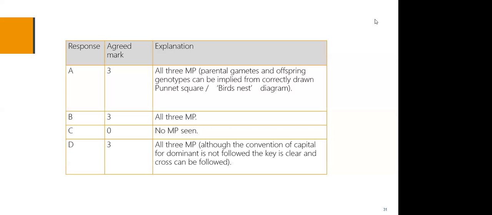Now the fourth one was given 3 marks because it's got a clear key, and although the convention is for capital for dominant and lowercase for recessive, that's just a convention, and because they have made it absolutely clear which genotype is linked to which phenotype, they were awarded the 3 marks.